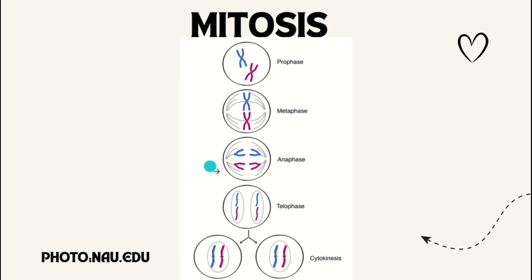As we move down to anaphase, a way to remember this is: prophase, pro means before. So before, the chromosomes become condensed. And then metaphase is from middle, they line up in the middle. Anaphase means away.